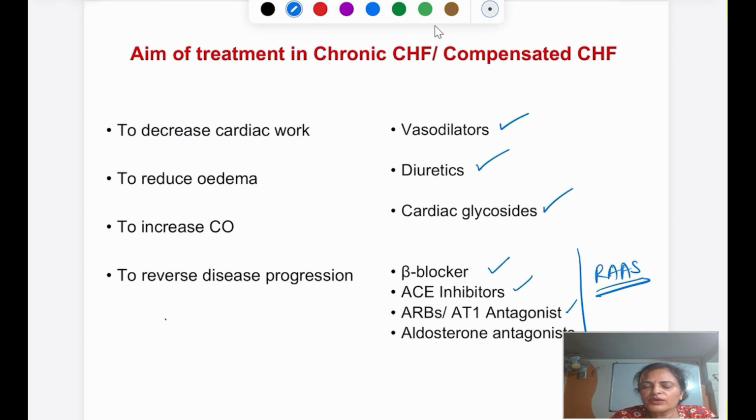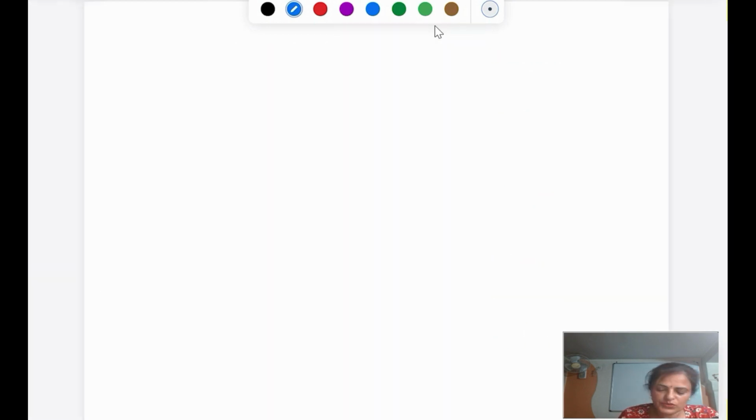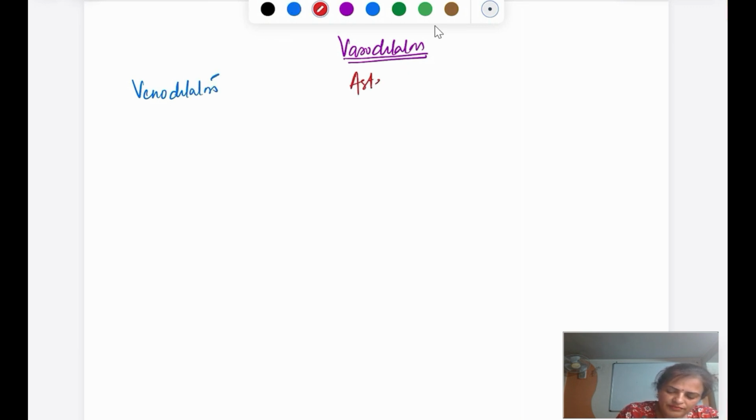To decrease cardiac work, we are going to give the drug which is going to decrease the preload and which is going to decrease the afterload. So how will this happen? Vasodilator, how are they going to act? We give venodilator, or drugs which are going to dilate the veins. We give arterial dilator, which is going to dilate the artery, and we give the mixed one. So mainly, in venodilator, the most important is nitrate.